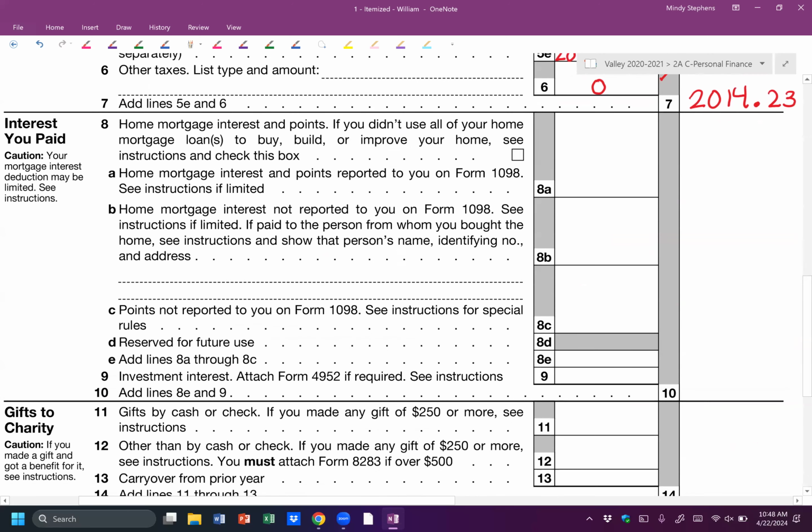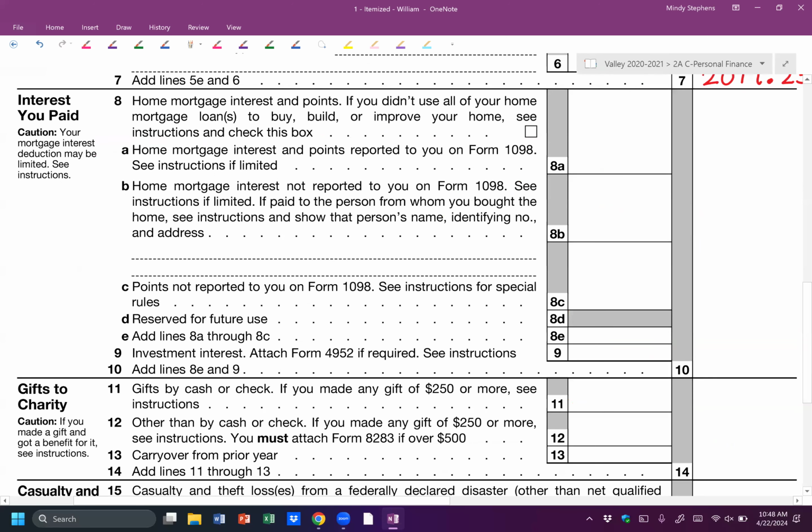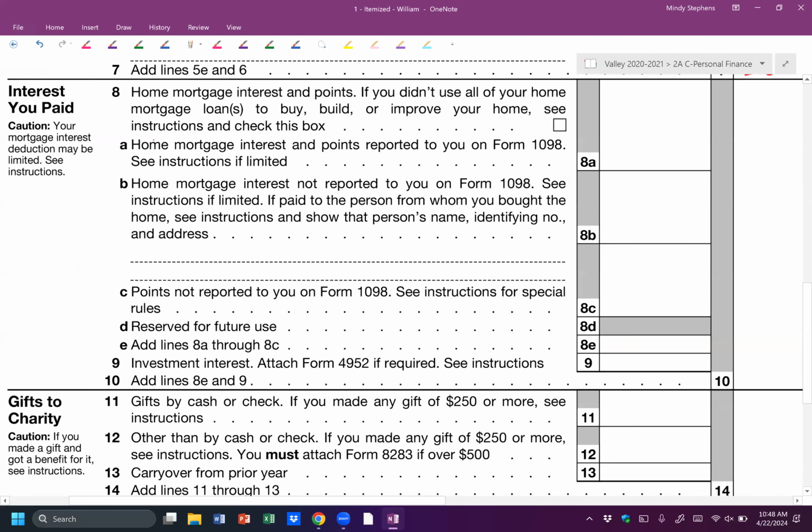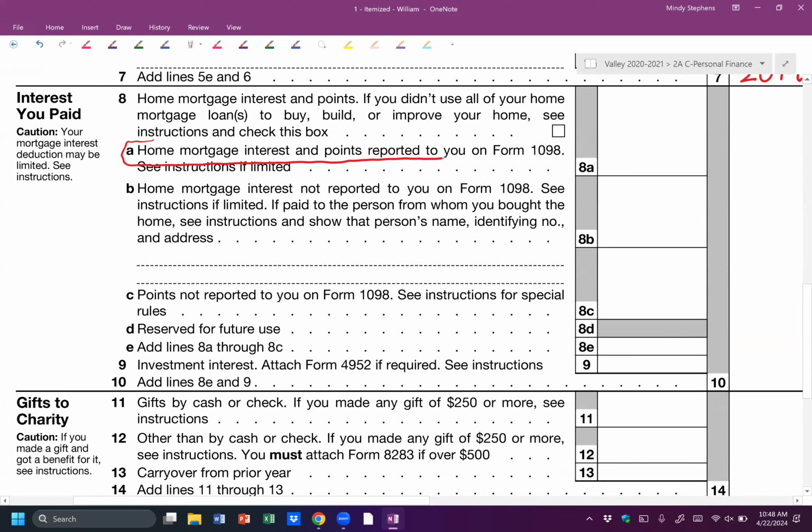So number 8, home mortgage interest and points. 8A says home mortgage interest and points reported on Form 1098. Again, we don't have the 1098, but on our paper, it will tell us if we have home mortgage interest. Does it have home mortgage interest under his possible deductions? Yes, so we're going to write that down. So we have 2578.12, and that's just off of the information sheet.